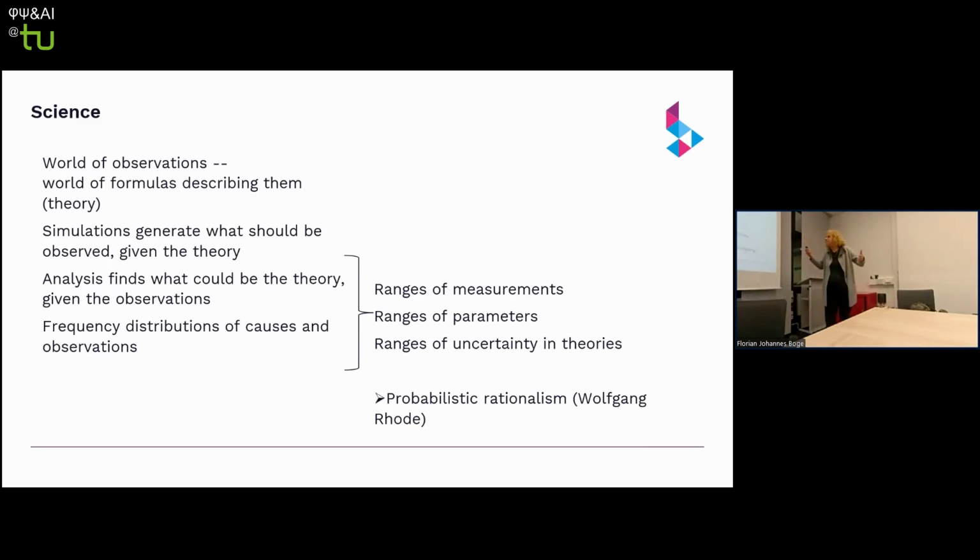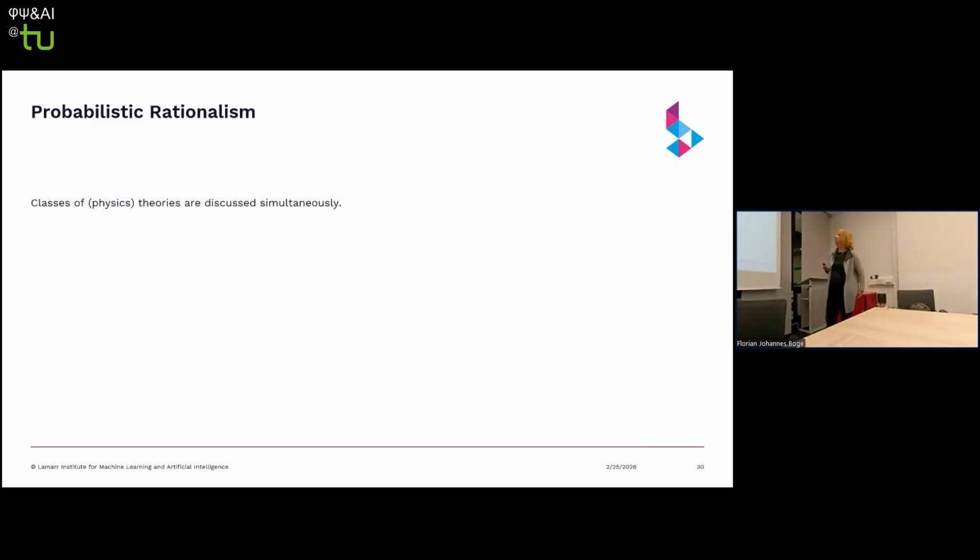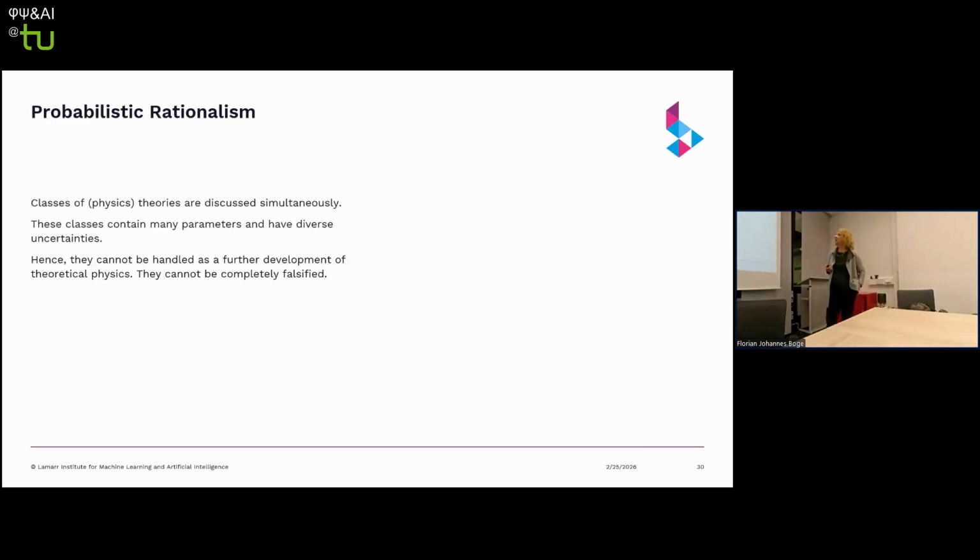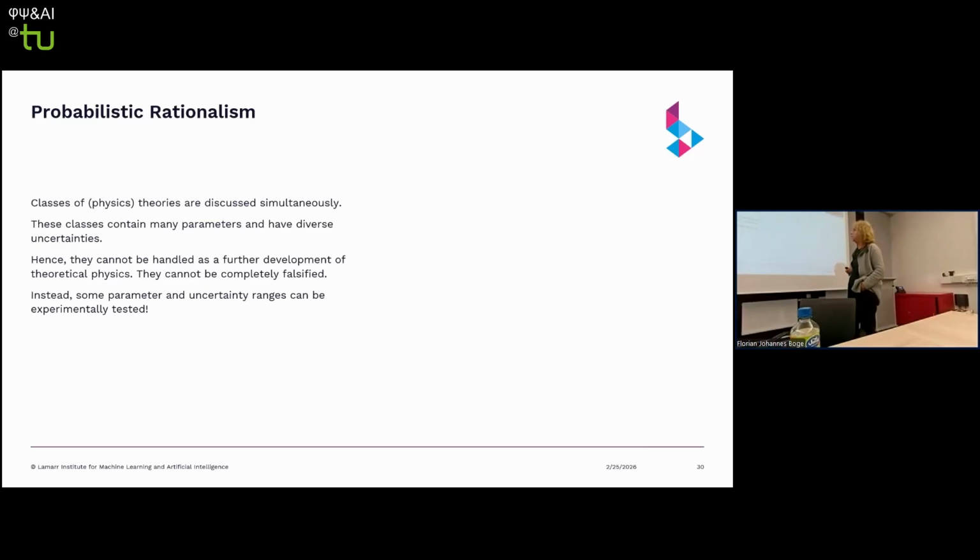What we think is the frame that we use for scientific analysis is this: classes of physical theories are discussed simultaneously. They have very, very many parameters. They have diverse uncertainties. Hence, they cannot be handled as a further development of theoretical physics. They cannot be completely falsified. So all the logic with which I started is no longer possible. It is not possible to write up all this in that way. Instead, we have parameter and uncertainty ranges that can be empirically tested, and we have numerical values for the free parameters.